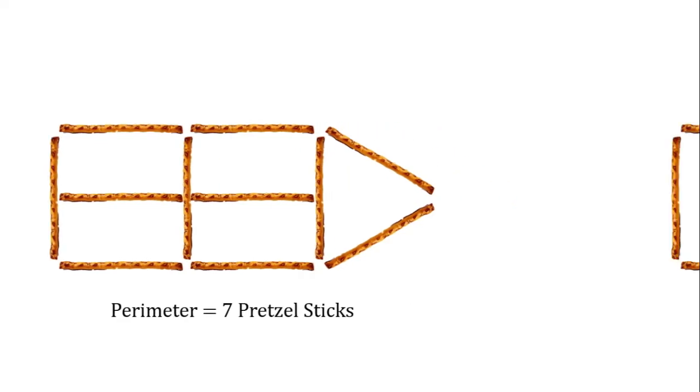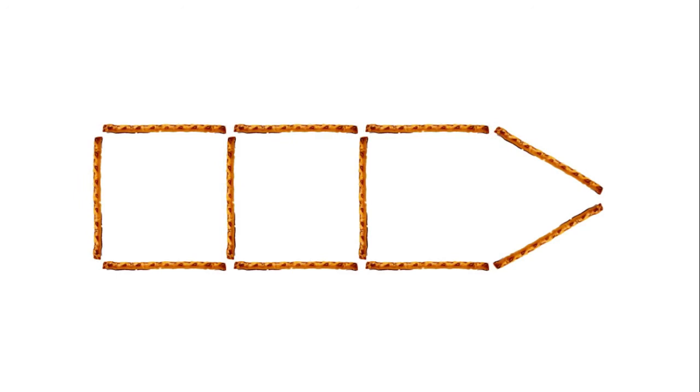What about this shape? This time I'm not going to eat the pretzel sticks on the inside, I'm just going to ignore them when I'm counting the sticks. What's the perimeter of this shape? 1, 2, 3, 4, 5, 6, 7. This shape is 7 pretzel sticks in perimeter. And finally, let's try this shape. 1, 2, 3, 4, 5, 6, 7, 8, 9, 10, 11, 12, 13.